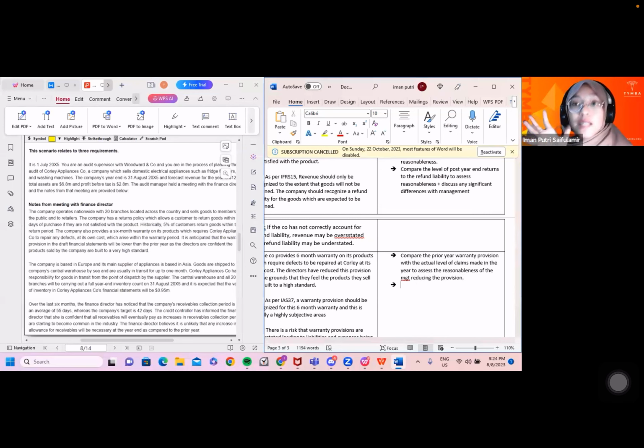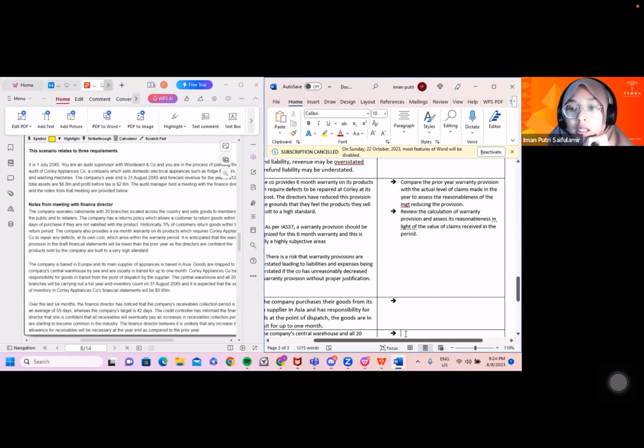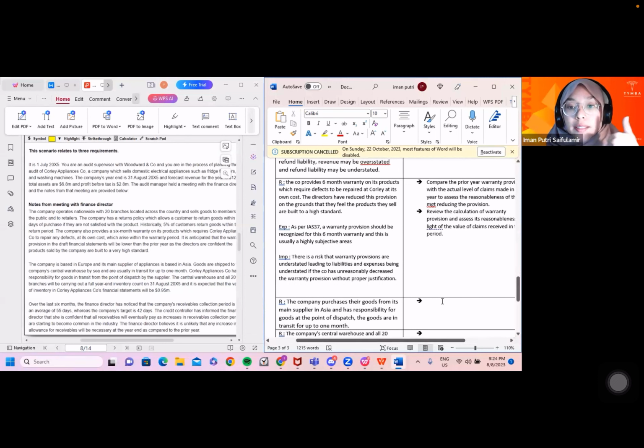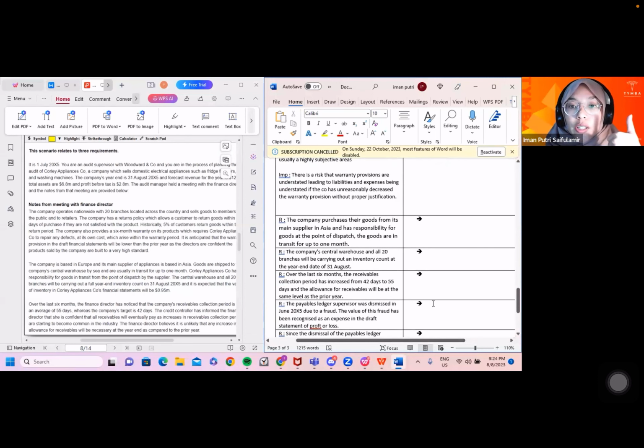Second, we want to review the calculation. Like I said, whenever there is a provision, we can look into the calculation. Review the calculation of the warranty provision and assess its reasonableness in light of the value of claims received in the period. Okay, so far so good, guys. Moving on to the next point here.